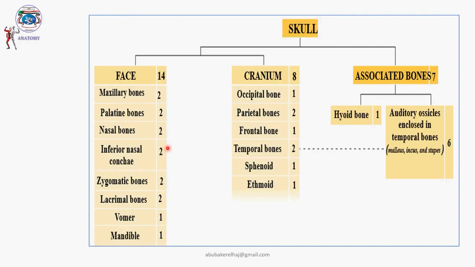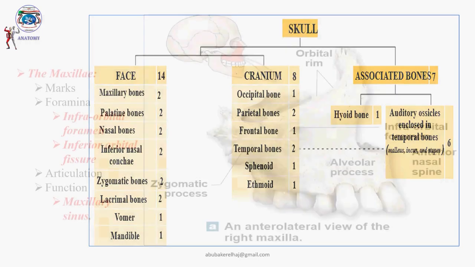As you see here, most of these bones are paired bones, while we have just two single bones in the facial skeleton. And here we have a mix of paired bones, one on the right side and the other on the left side, and also we have the single bones.